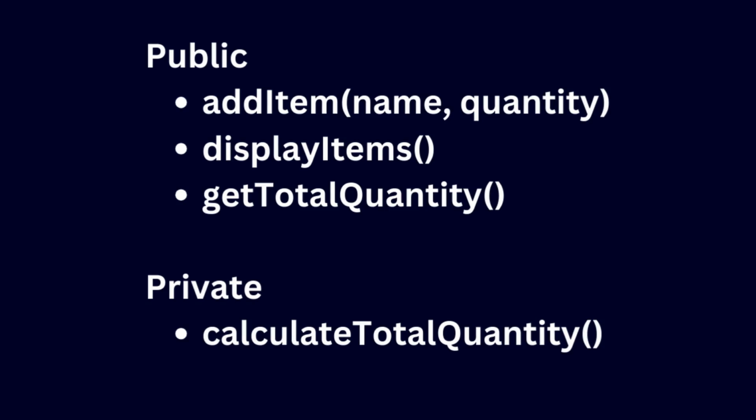Your task is to complete the GroceryList constructor function by adding the following methods. You will implement addItem, which accepts two parameters for a name and quantity, and this adds a new grocery item to the list. There is displayItems, which will display all items in the list. There is getTotalQuantity, which will return the total quantity of all items. And we have a private method, calculateTotalQuantity, to calculate the total quantity of items. By the end of this exercise, you will have a better understanding of how to implement abstraction in JavaScript using constructor functions.